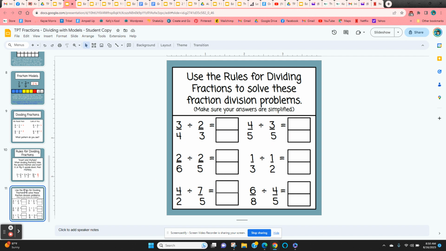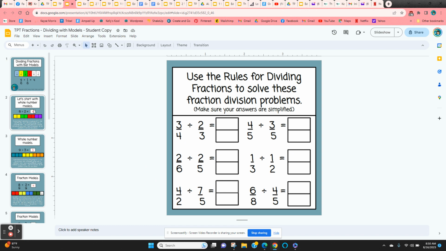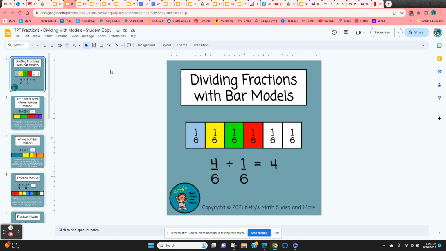So students are going to use that rule on the very last slide. They're going to invert and multiply, and they want to make sure also that they simplify their answers. So that is a digital lesson on dividing fractions with bar models.